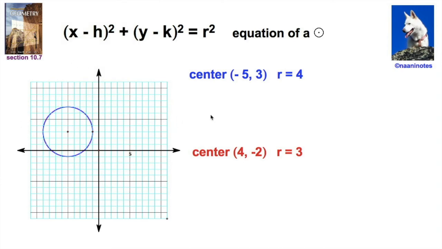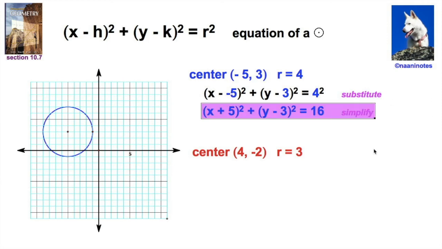Now, if I want the equation of that circle, all I've got to do is substitute into the h and the k. And then I'm going to say, right there, x minus -5, of course, can be simplified. And remember, I square the 4 and I have 16. That's all there is to it. That is the equation of the circle.